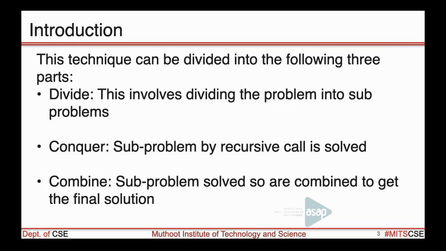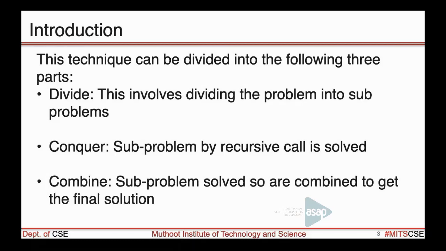Why are we saying it's a recursive call? Because we said that if we are doing a sorting function, all the sub functions will also be sorting. So we can write the function one time and recursively call it so that the problem will be solved. The third is combine, which means that the sub problems are now solved, right? We need to combine the solutions of the sub problems so that we get the final solution. This is the combine or combination part.